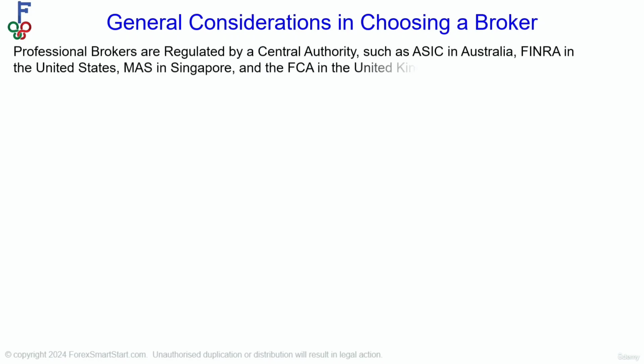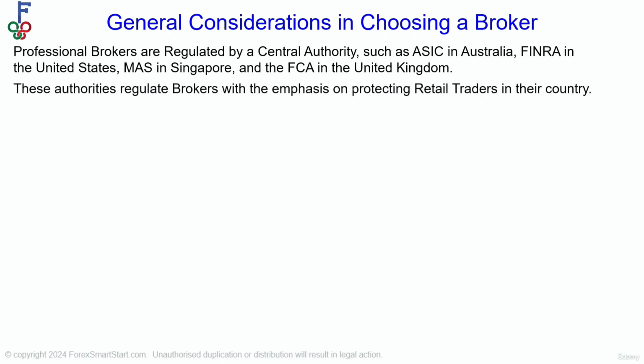General considerations in choosing a broker. Professional brokers are regulated by a central authority, such as ASIC in Australia, FINRA in the US, MAS in Singapore, and the FCA in the United Kingdom. These authorities regulate brokers with the emphasis on protecting retail traders in their country.